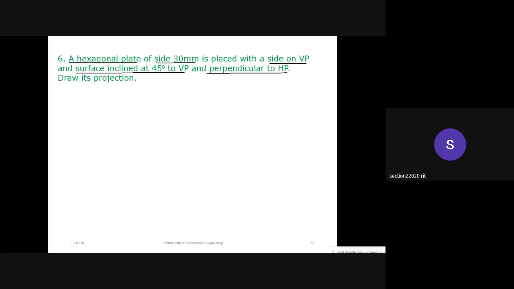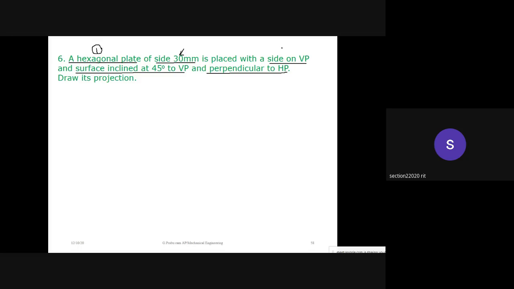hexagonal. What is mean by hexagonal, sir? What is mean by hexagonal? 6 sides. It has a 6 sides where all sides are equal. Be very careful. சரிங்களா? It has a 6 sides where these all sides are equal. Each side is having a 30 millimeter. Okay. So this is the first difference.